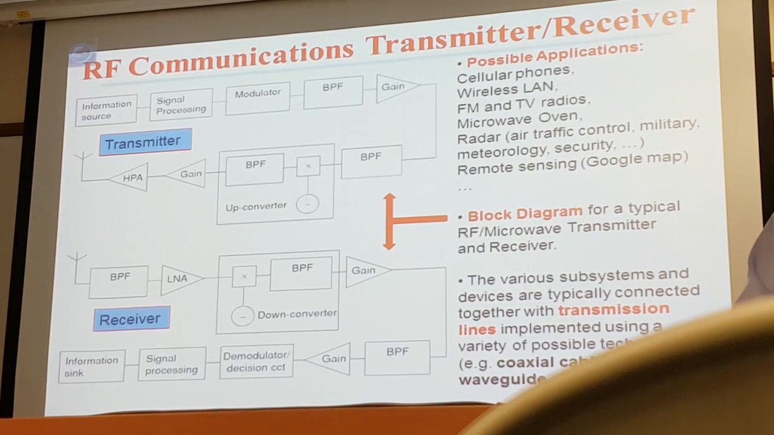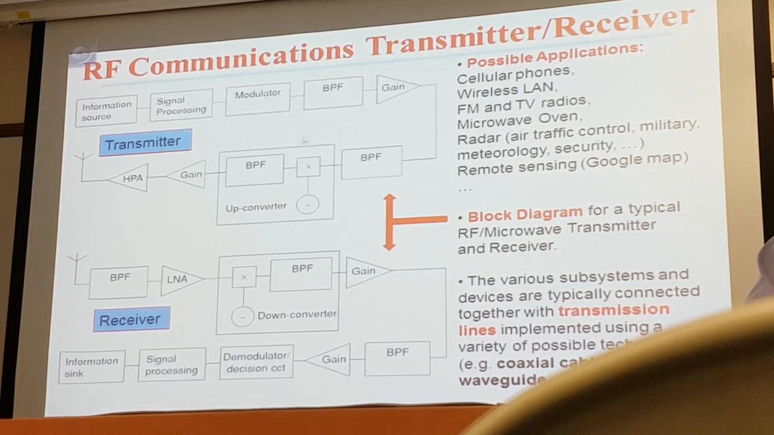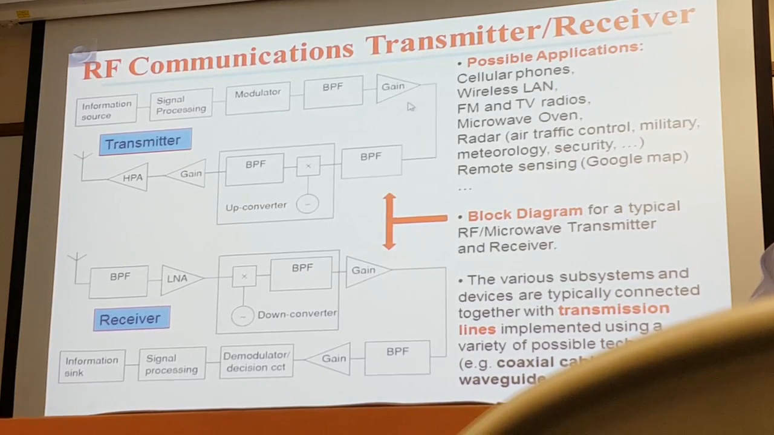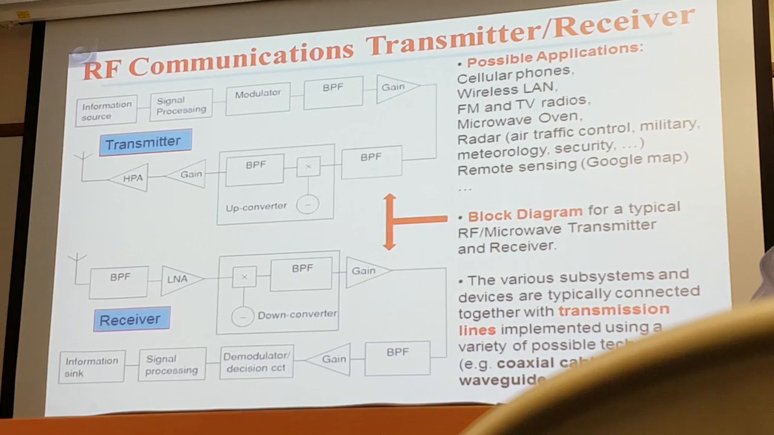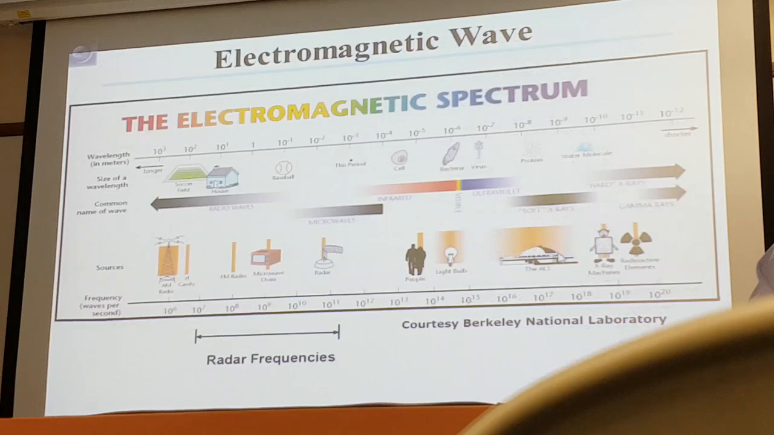So all these components need to be connected with transmission lines. The transmission line can be coaxial cable, microstrip, or waveguide. Later we will explain.